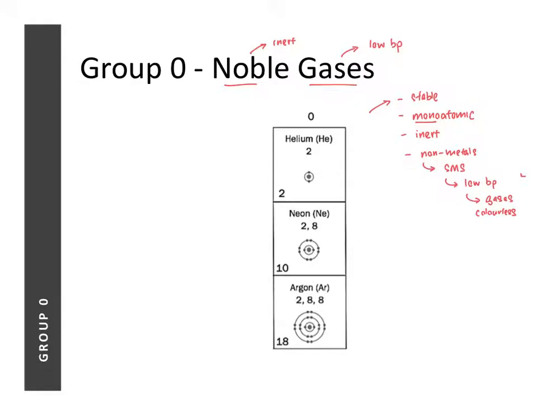Now other than the general characteristics, what is required in this section is that we need to know a use for each noble gas. Helium is frequently used to fill balloons, especially if we want the balloon to float, because helium is less dense than air. Neon is used to make neon lights.